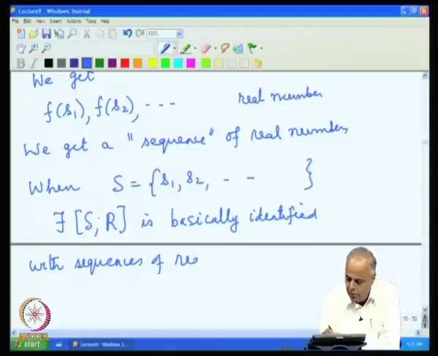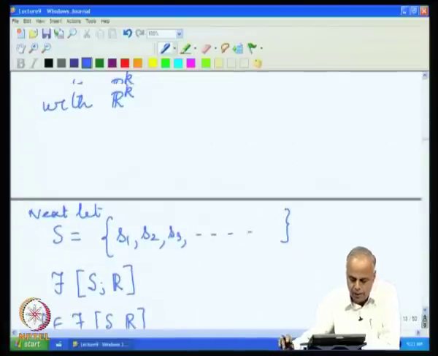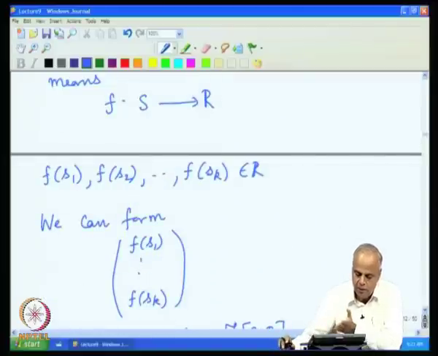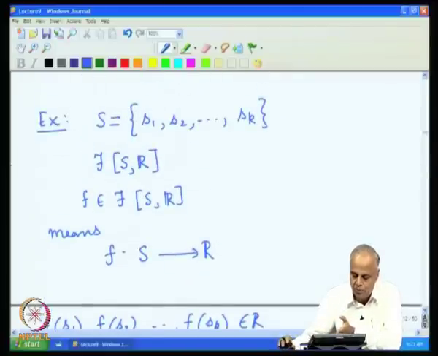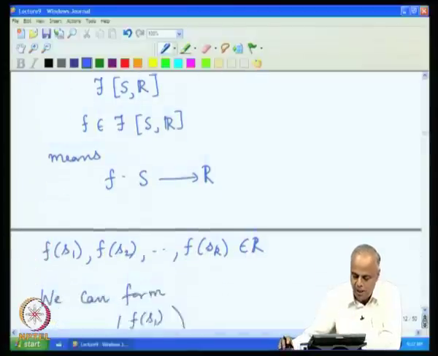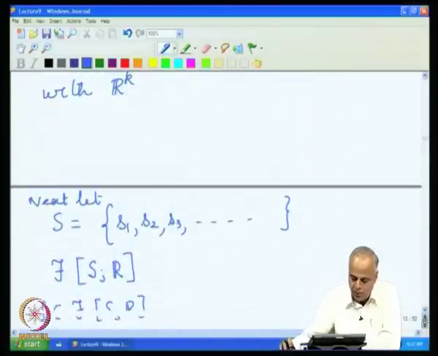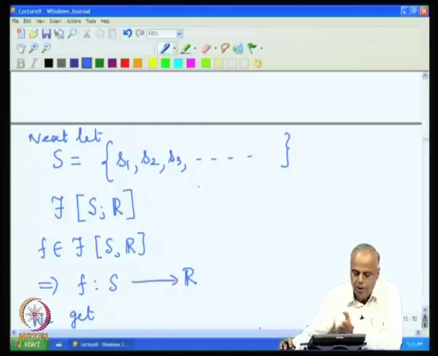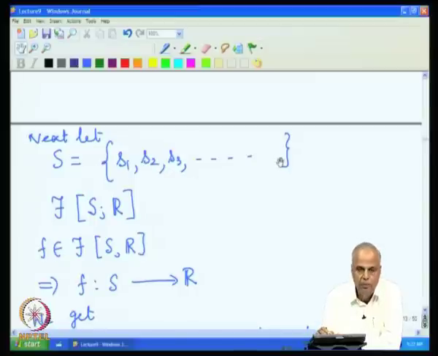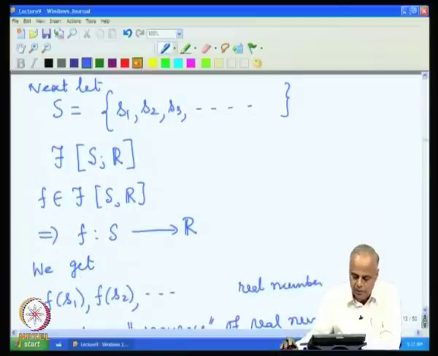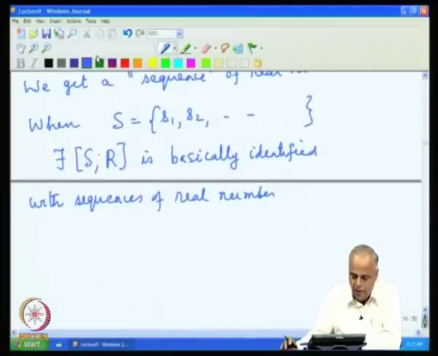So when we are talking about Rk, we are really talking about, in other words, functions from a finite set S1, S2, Sk to real numbers. Similarly, when we are talking about infinite sequences of real numbers, we are in other words talking about functions from an infinite set, the infinite sequence S1, S2, S3, to the real numbers. So these functions and these column vectors can be identified with each other.